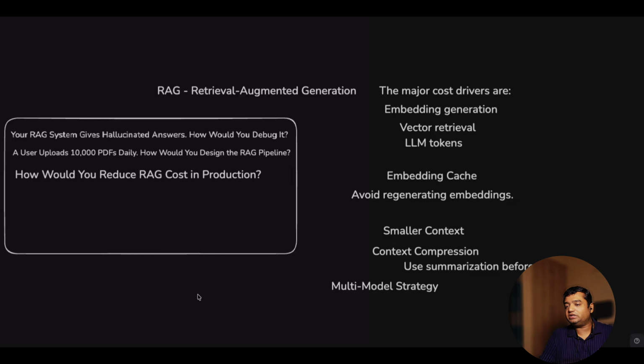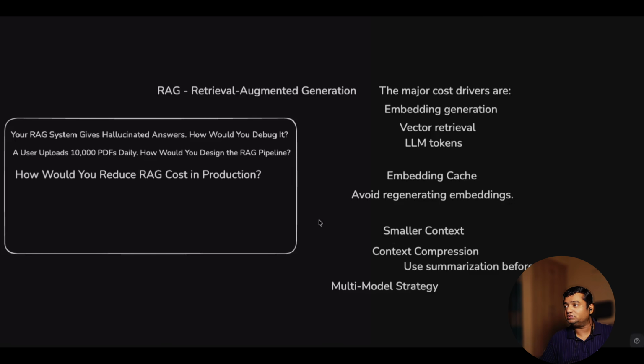Use a multi-model strategy. For smaller questions, you can use a small model. If you have a bigger question with bigger context, then you can go with the bigger model. You can have multi-model with a switch clause in your system, which can be done in the RAG pipeline easily. So this will help you reduce the RAG cost in production.